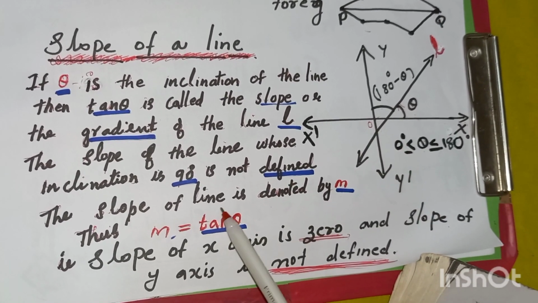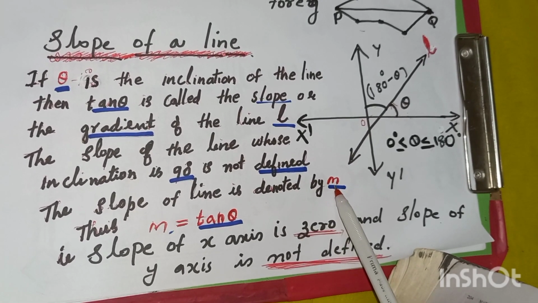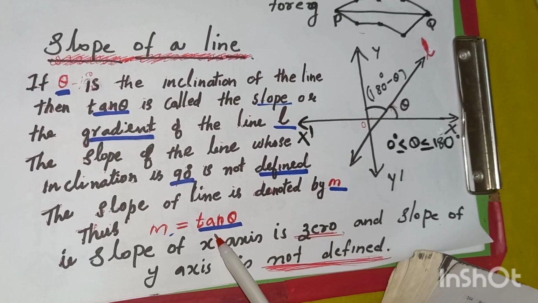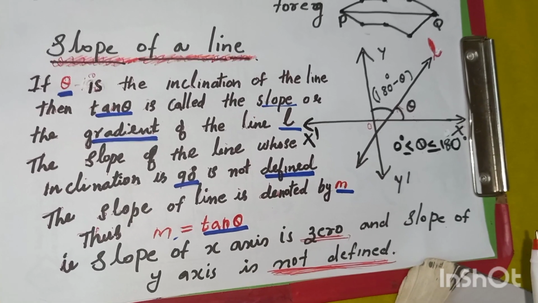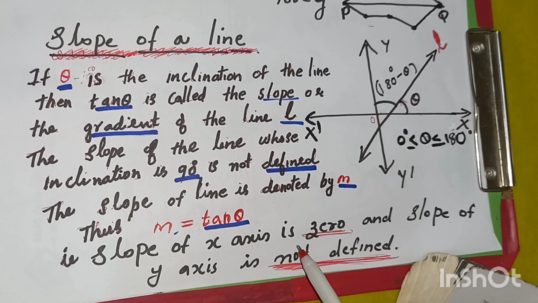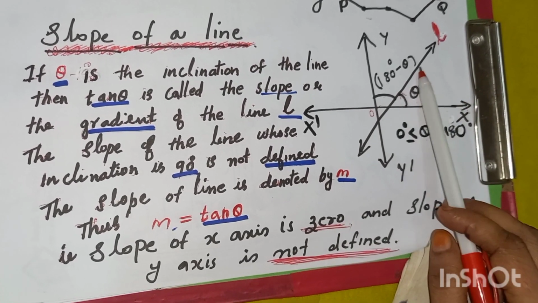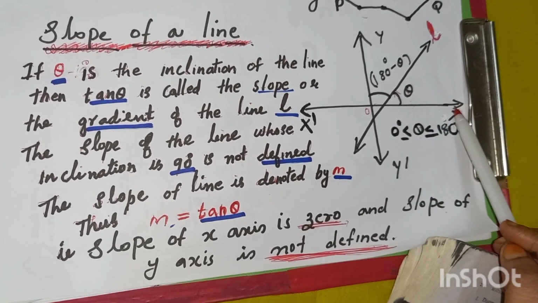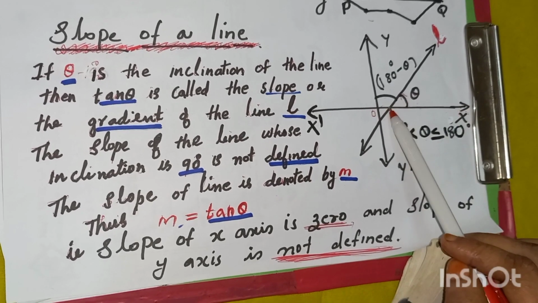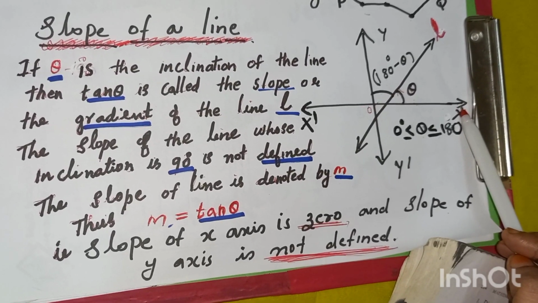Okay. Then the slope of the line is denoted by m. Thus we can say m is equal to tan theta. Then one more thing we are going to study, the slope of the x-axis. Slope of the x-axis is 0. If the line is parallel to the x-axis, its inclination is 0, so the slope of the x-axis is tan 0.